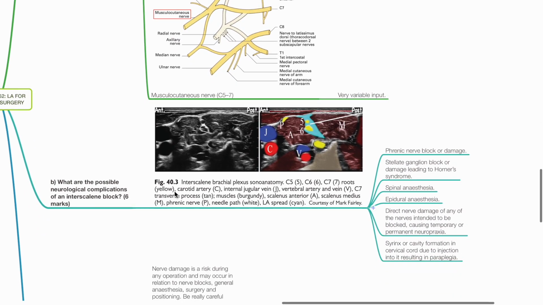B. What are the possible neurological complications of an interscalene block? This includes phrenic nerve block or damage, stellate ganglion block or damage leading to Horner syndrome, spinal anesthesia, epidural anesthesia, direct nerve damage of any of the nerves intended to be blocked, causing temporary or permanent neuropraxia, and syrinx or cavity formation in the cervical cord due to injection into it, resulting in paraplegia.